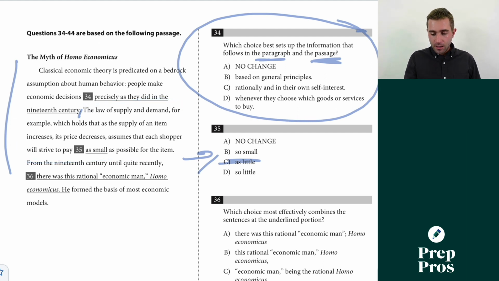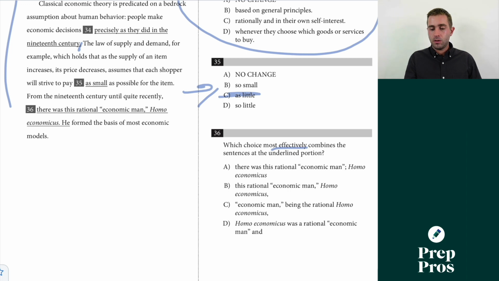Now, question 36, another one of these most effectively combines, right? So it has to be grammatically correct, but we're also looking for more concise. Now, one other little secret to these, the answer choice with the semicolon has never been correct for this particular question type. From the 19th century until quite recently, there was this rational economic man, Homo economicus. He formed the basis of most economic policies. This rational economic man, Homo economicus, formed the basis of most economic models. This looks really good so far, expressing the exact same idea. We're making this exact same part extra information. We've just gotten rid of the he, which is repetitive here.